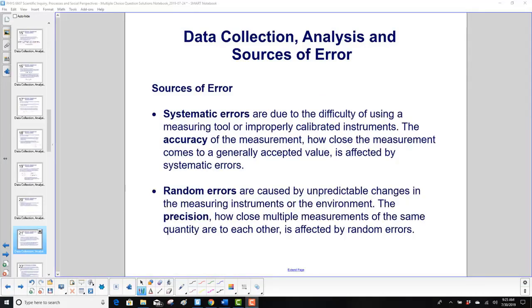There are 2 types of errors that are valid to be reported and discussed. You have systematic errors, and they're due to the difficulty of using a measuring tool or improperly calibrated instruments. This affects the accuracy of the measurement. How close the measurement comes to a generally accepted value, that's affected by systematic errors.